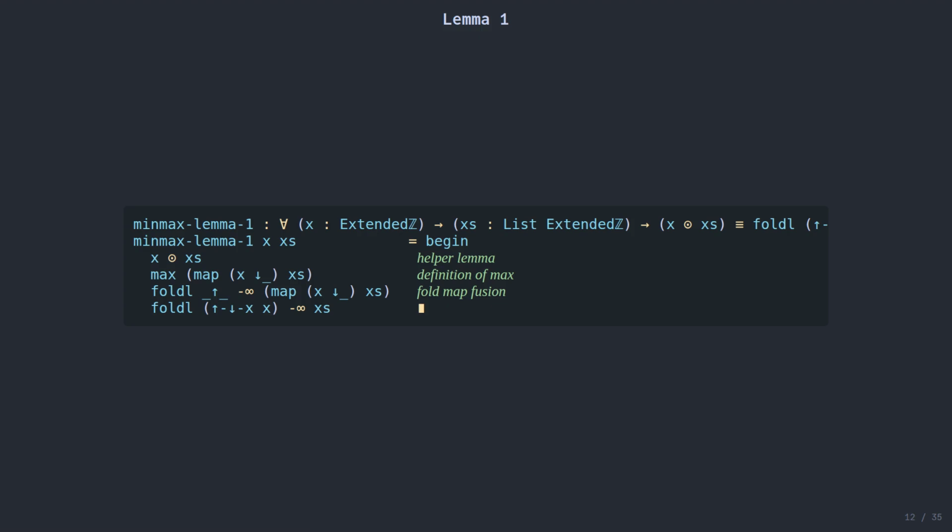Here's a crucial lemma that links the two operators we just defined. For a given number, x, and a list of numbers, applying the binary operator .circle to them is the same as folding the clamp operator over the list using negative infinity as the seed. The proof takes only 3 steps. We start by using a helper lemma to expand the definition of the .circle operator and to pull the max outside. Next, we replace max by its definition, and finally, we apply the fold map fusion law that we saw earlier. That gets us to the right-hand side.